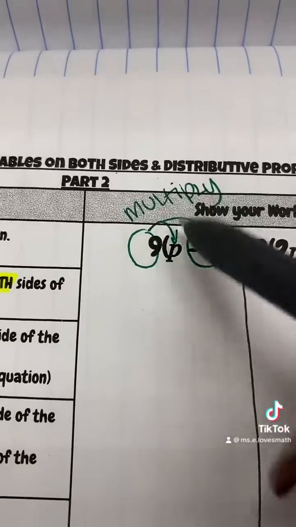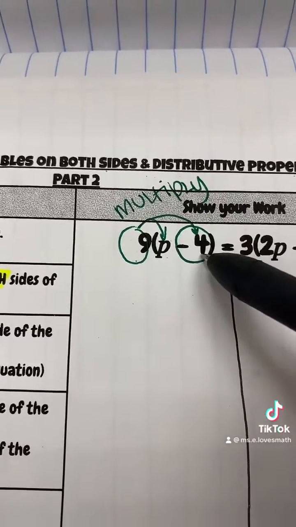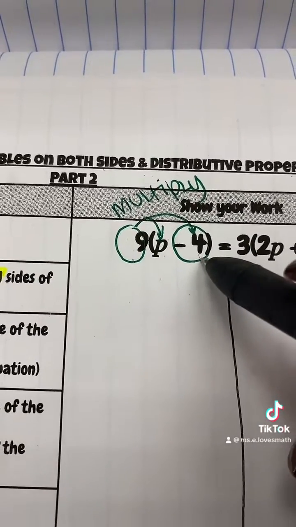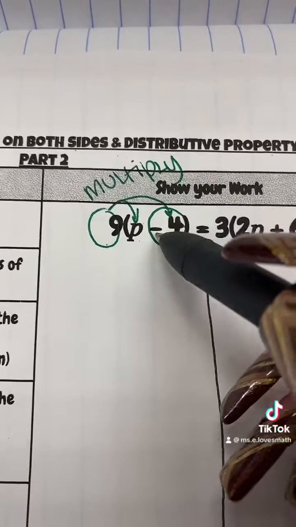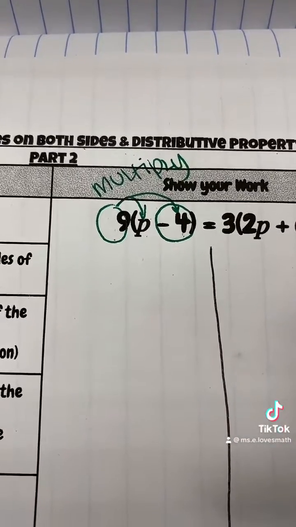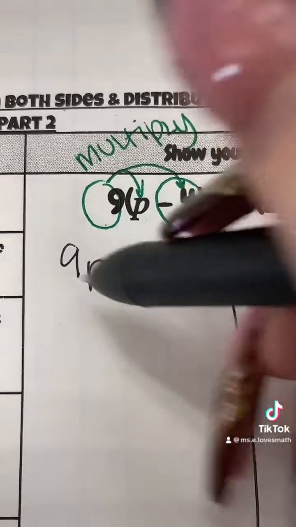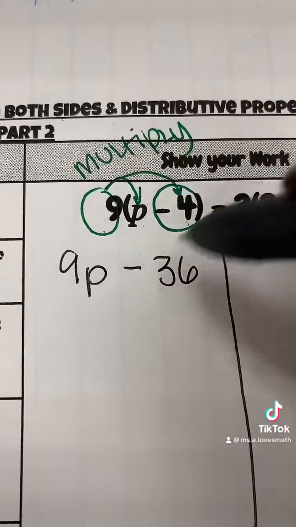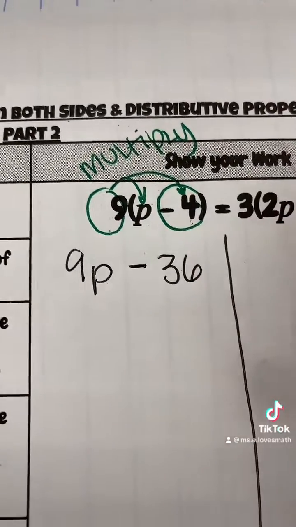So we are going to distribute the 9 times both terms on the inside. Make sure to pay attention that this 4 is negative. This minus tells you that 4 is negative. So 9 times p is 9p. 9 times negative 4 is a negative 36.